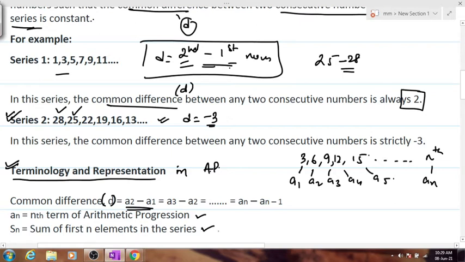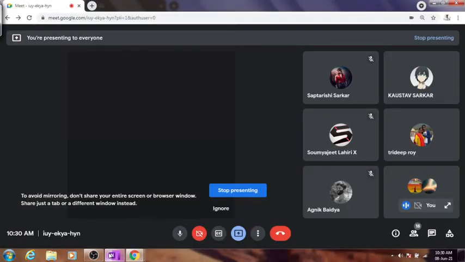Sn is equal to the sum of the first n terms in the series. Clear? If I say the sum of these terms, when you add up these terms, it will be represented by Sn. Clear, everyone? Now kindly copy this down, copy this series down also and mark it as I have marked it. I'm pausing the video for you all to copy it down.